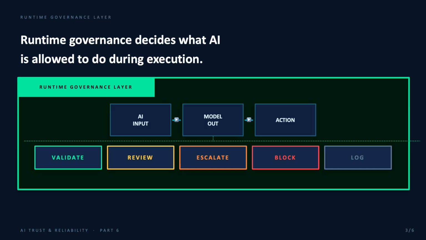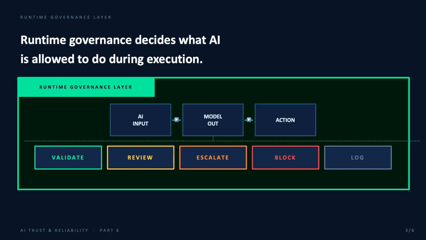This layer can validate an output before it moves forward. It can route uncertain or high risk cases to human review. It can escalate critical cases. It can block outputs that violate policy. And it can log decisions so the organization has a traceable record. This is where the whole series comes together: validation, human review, traceability, replay. These are not separate ideas. Together, they form the operating layer for production AI governance.